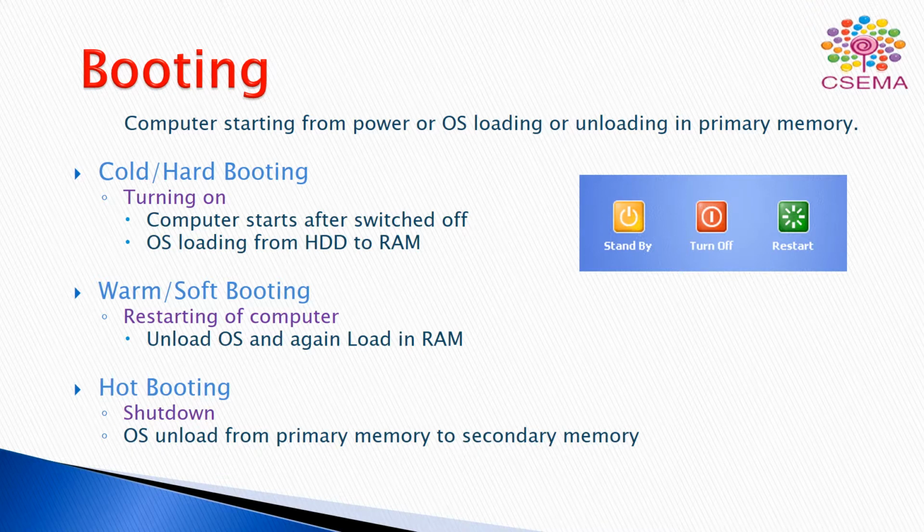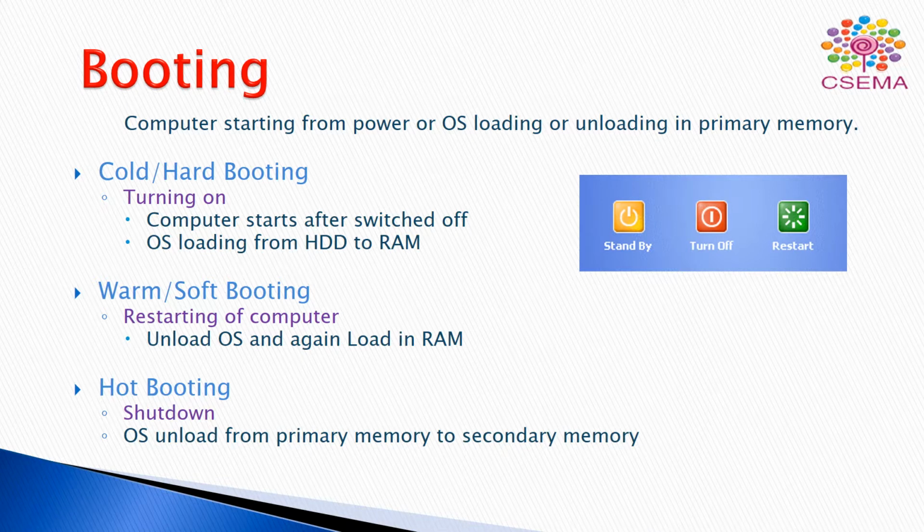So here we think, why is the operating system loaded from secondary memory to primary memory? We know that all operations in the computer system are performed on the primary memory, meaning RAM, random access memory, and the computer doesn't even know that it has a secondary memory, the hard disk. So when we turn on our computer, the operating system must be loaded into the random access memory, RAM. And booting can be categorized into three categories.